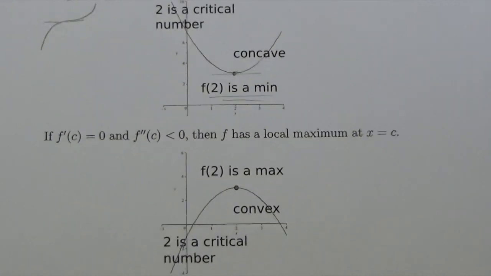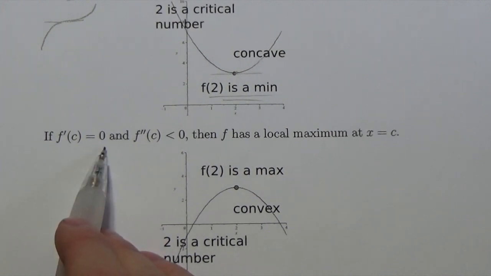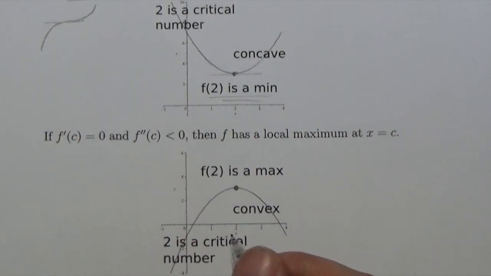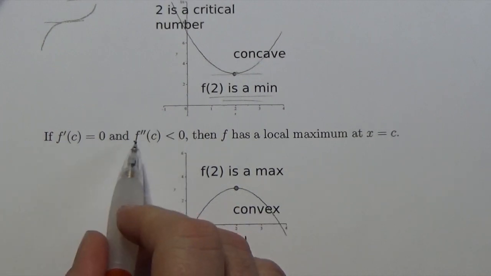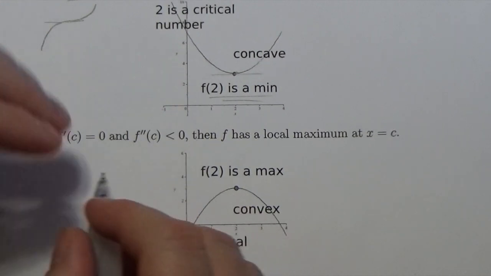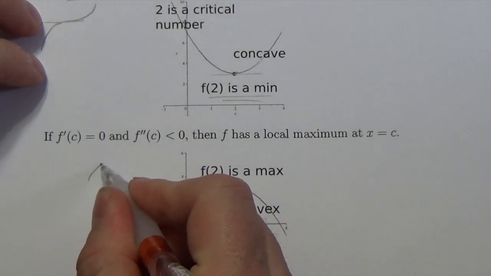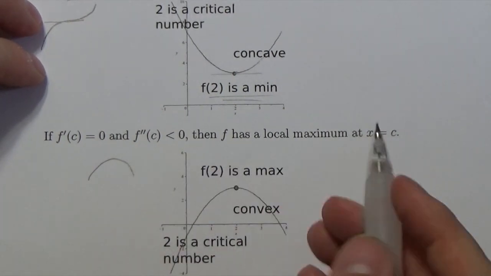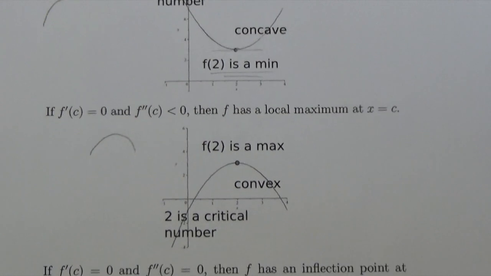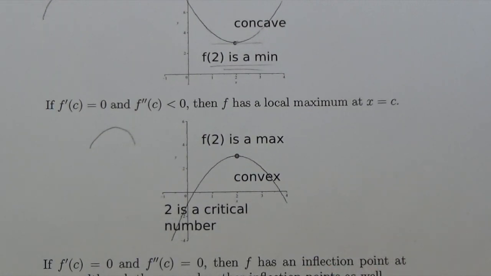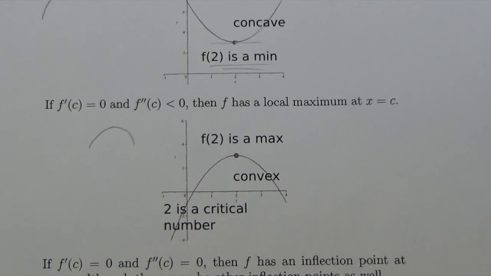Now, likewise, if the first derivative is equal to 0, meaning that the tangent line is horizontal, and the second derivative is less than 0, this time meaning that the graph is concave down, going down like this, then we can conclude that the function must have a local maximum at x equals c. A local or relative max, depending on what your instructor tells you to say. And that's what it would look like.